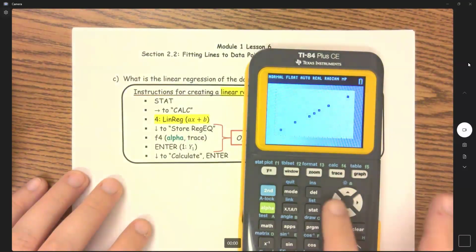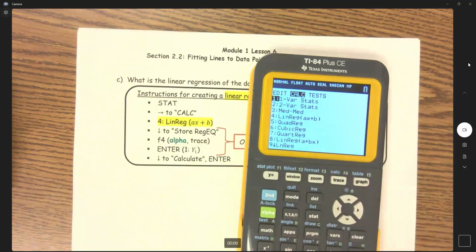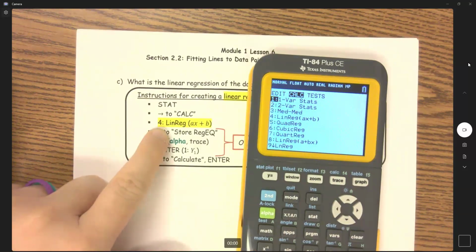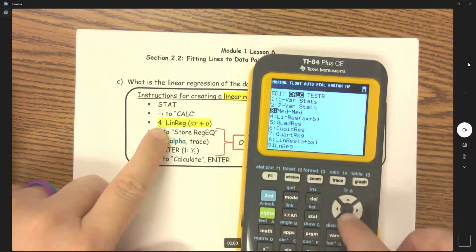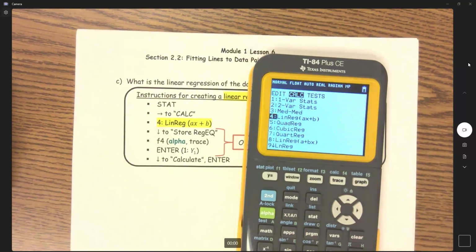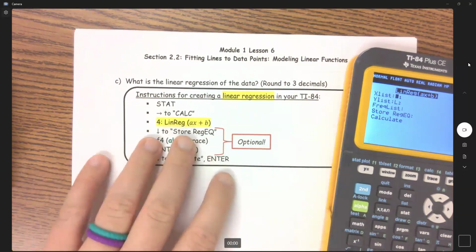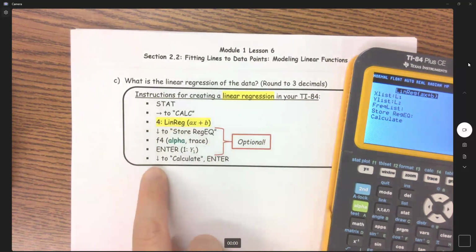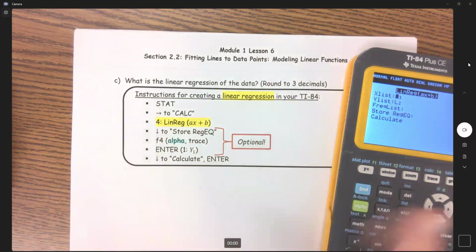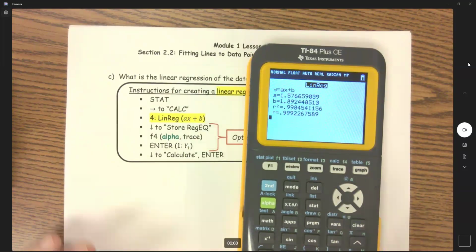So we will go to stat, and I'm going to arrow over here to calc. Because we have decided that a linear regression is the best fit, I'm going to go down here to number 4, or you can just punch in 4, whichever one you want. Now we have some options here, but it's not really necessary to do it this time. So I'm just going to leave that out, and arrow down here to calculate. I'm going to skip all that optional stuff for right now. Okay, so we're going to go right here to calculate. And here is my linear regression.